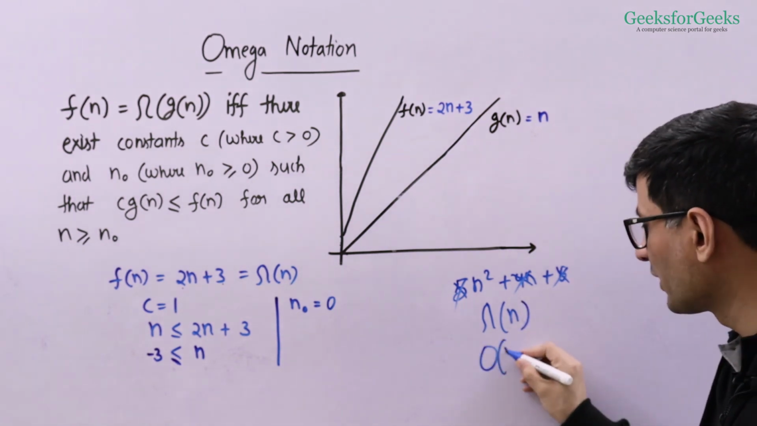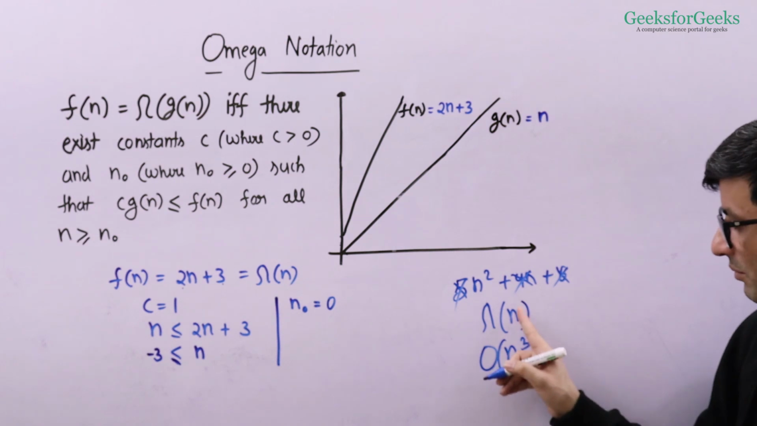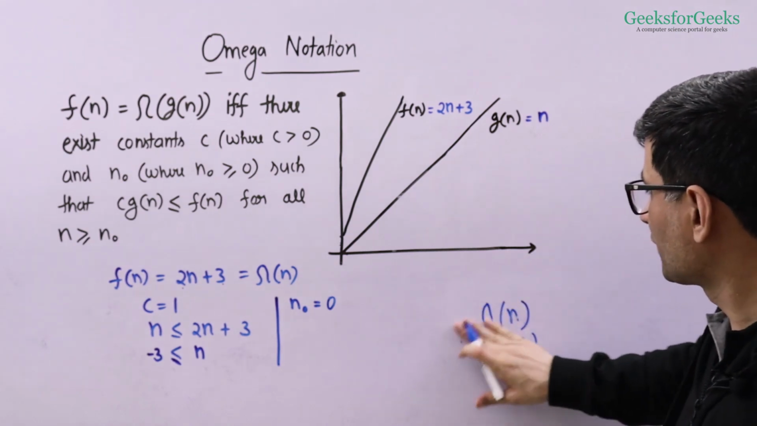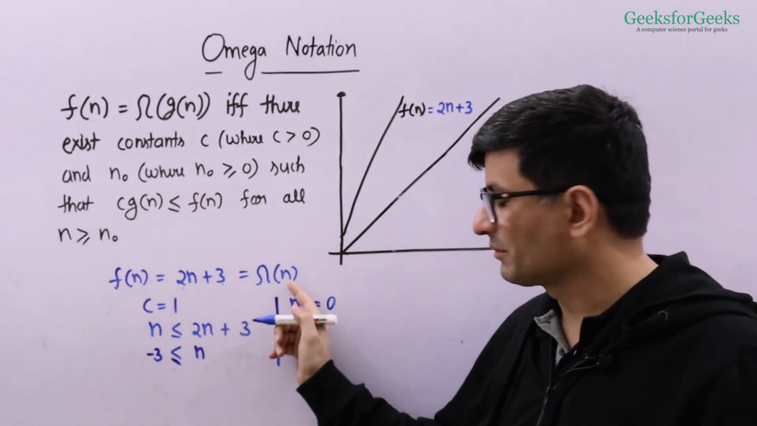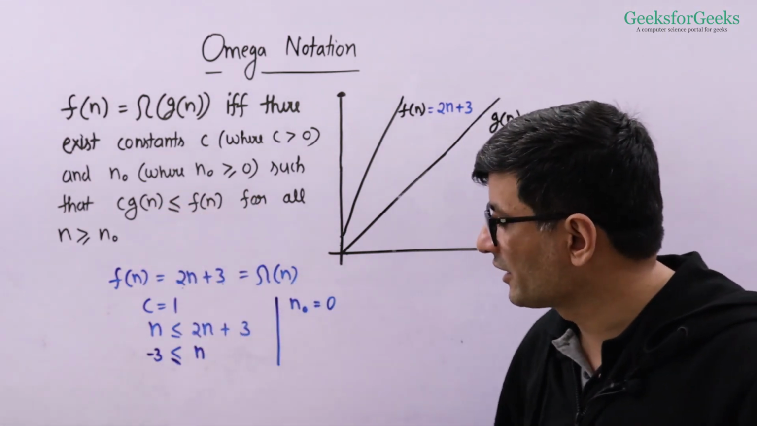Similarly, you can write it as big omega, big O of n cube also. In big O, you can write higher growing terms. In big omega, you can write lower growing terms. Okay, so this is the direct method, right? We can directly say it's big omega of n. Let's see how this formula is valid here.